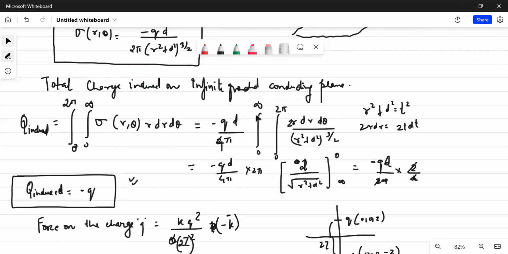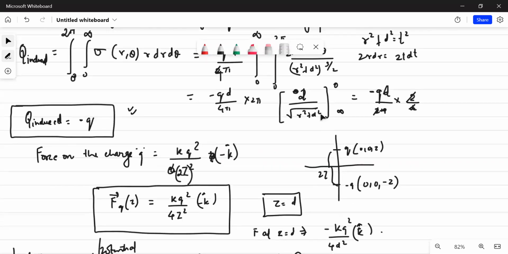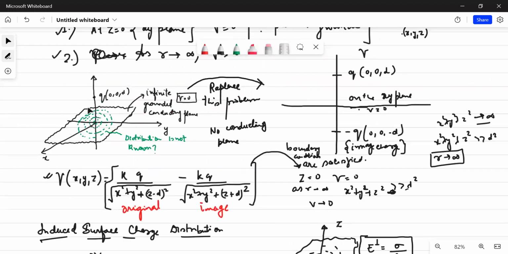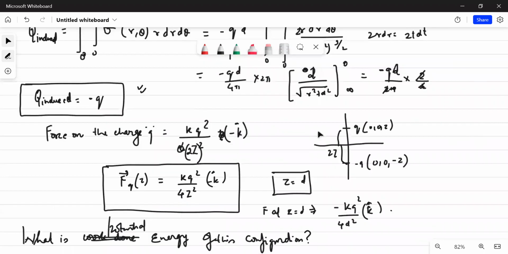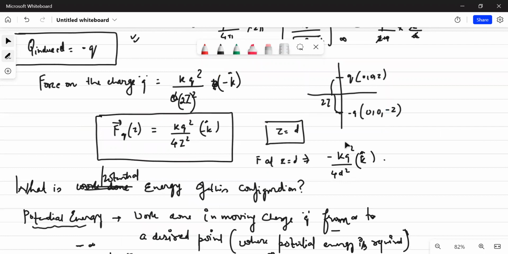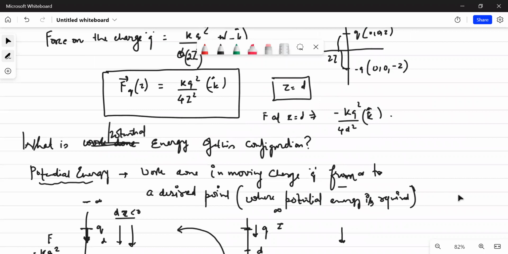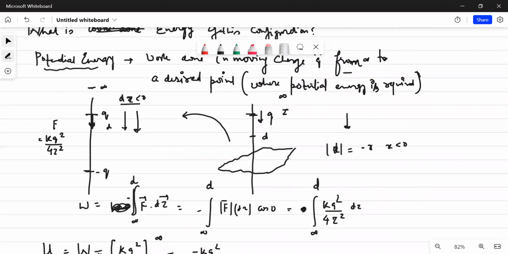The total charge induced on the infinite grounded conducting plane can also be calculated by simply integrating the induced charge distribution sigma(r, theta), and you can find that the total charge induced is minus q. And what would be the force that this charge q would experience because of this? If this plane were there, because of q there would be opposite charge induced on the surface, and it will feel a force. So we replace this problem by this particular problem, where there is a charge minus q. Instead of this, we have this. Now this charge q would feel a force because of this image charge, and it's fairly simple to find that the force would be kq square upon 4z square, and at z equal to d, it will be minus kq square upon 4d square k cap. And similarly, we found the potential energy due to this configuration. So overall, this was all that we were doing in the last class.